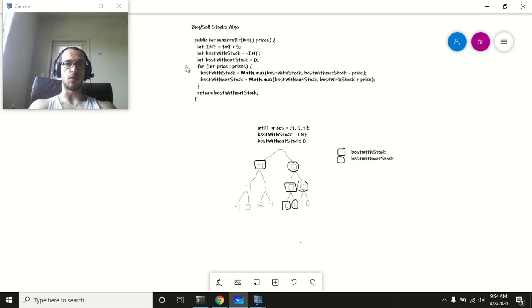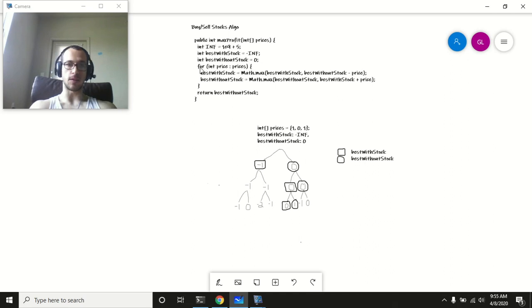So first, let's go over the algorithm. We're calling this algorithm max profit. It takes an integer array of prices and returns an integer, which will be our max profit. So we set best with stock to negative infinity, and I'm defining this as when we own one share of stock. And best without stock, I'm defining as when we hold 0 stock, and we're setting that at 0.